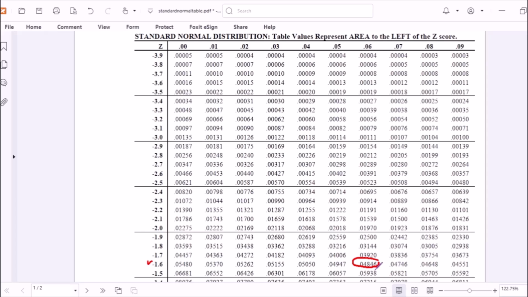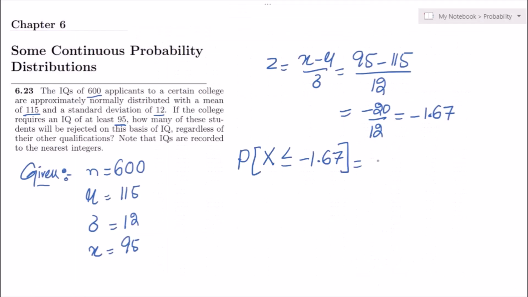Minus 1.67 is here, 0.0474, and that is the probability that x is less than or equal to minus 1.67. So this is the probability that the IQ lower than 95 will be this one.